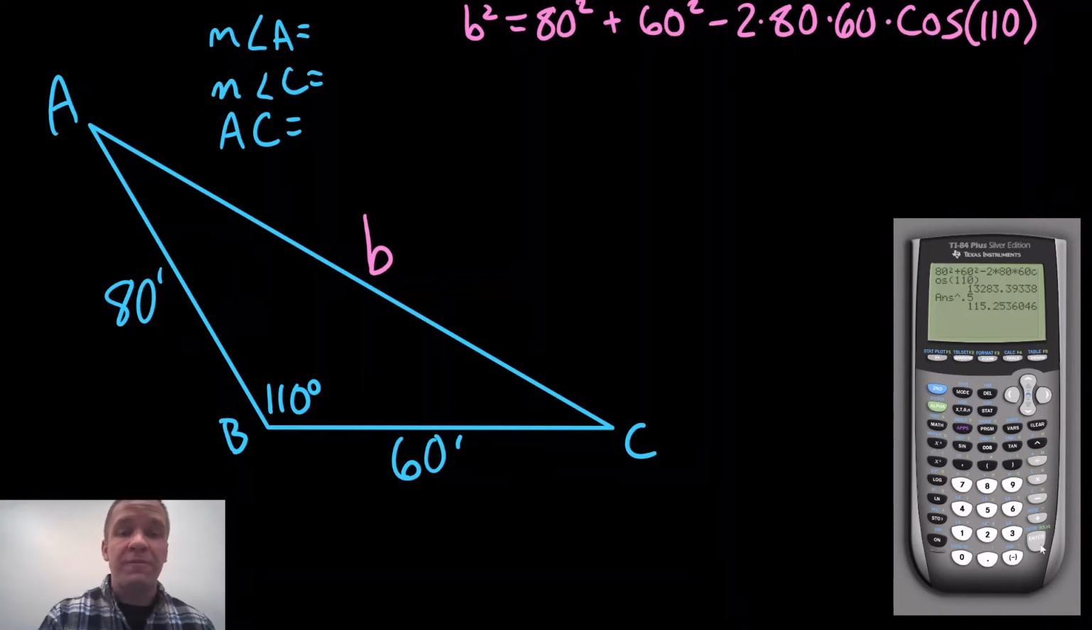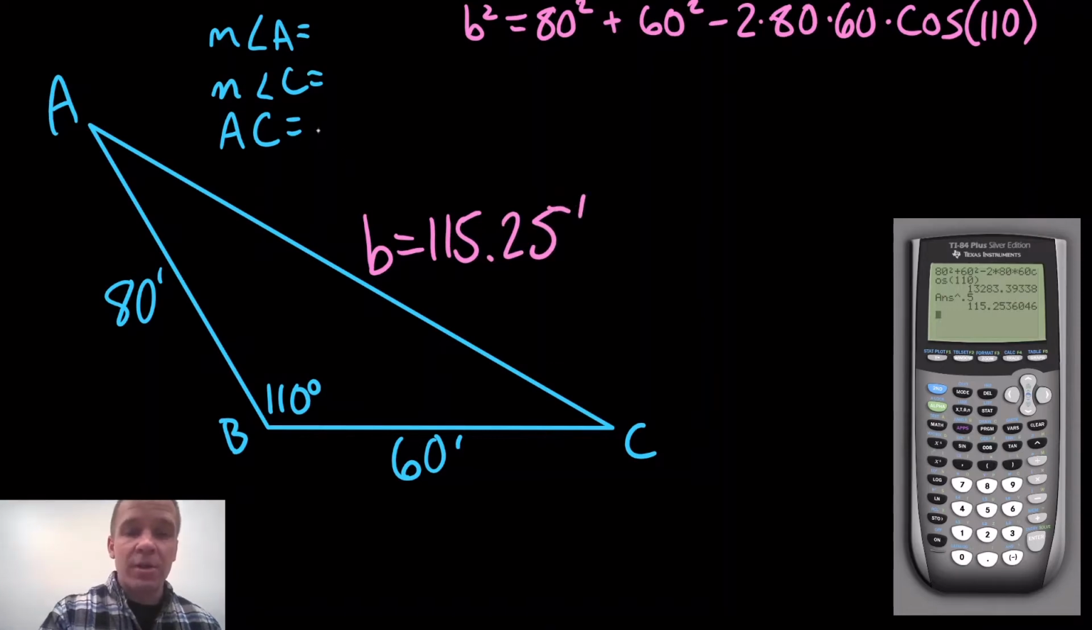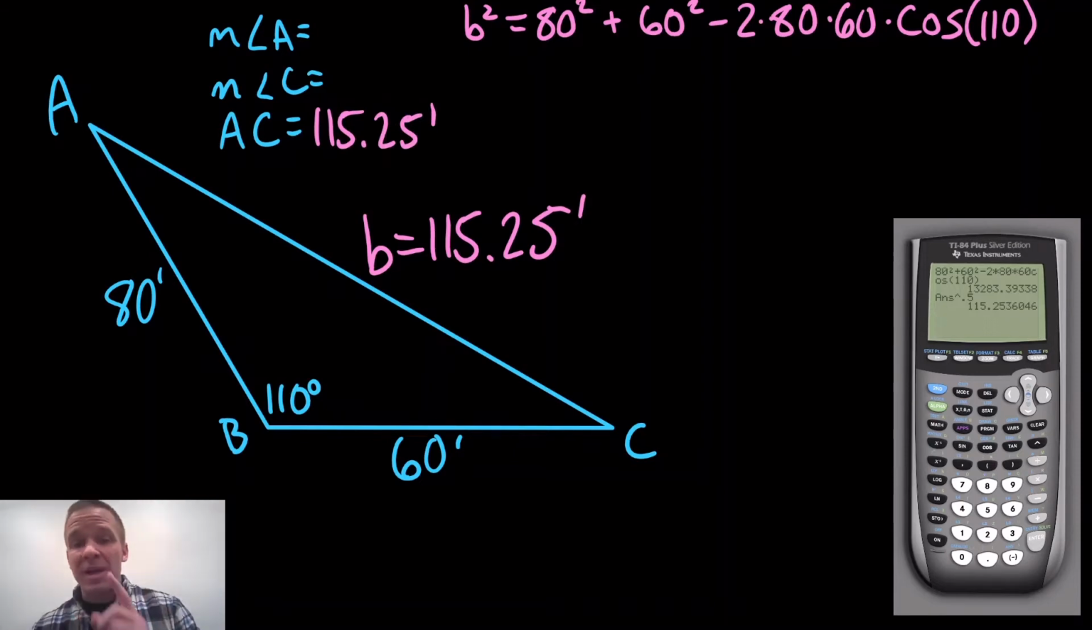So we have 115.2536, so 115.25 feet. There we go. So 115.25. That's the final answer right there. But I'm actually going to keep this right here, that dot, dot, dot, so I remember that value that is in my calculator, right? We want to calculate still with our unrounded value.